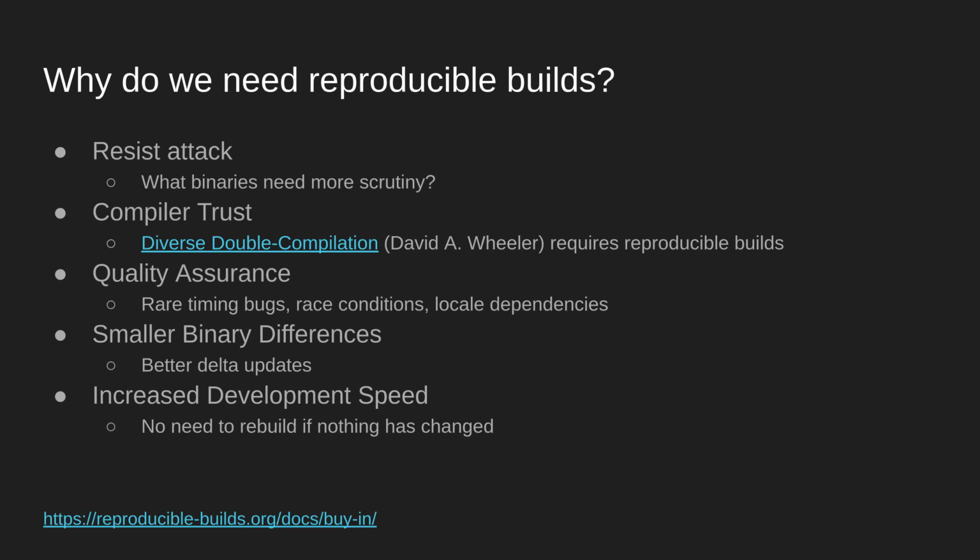It also means smaller binary differences if you're doing delta updates for software updates and things like that, and also increased development speed, because if nothing's changed, you'll get the same binary output. You might not need to rebuild as often. So if you're trying to sell reproducible builds to someone, the reproduciblebuilds.org website has a buy-in page that's really good for that.